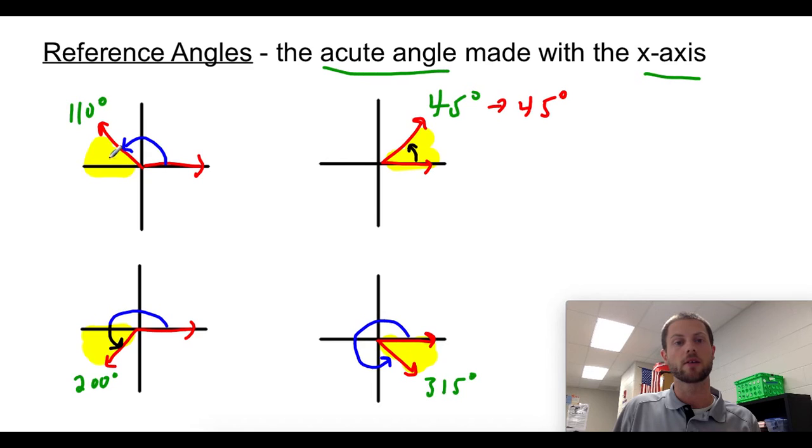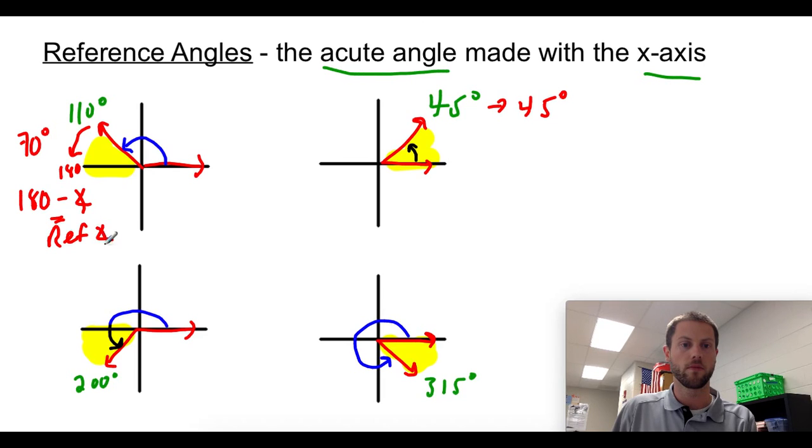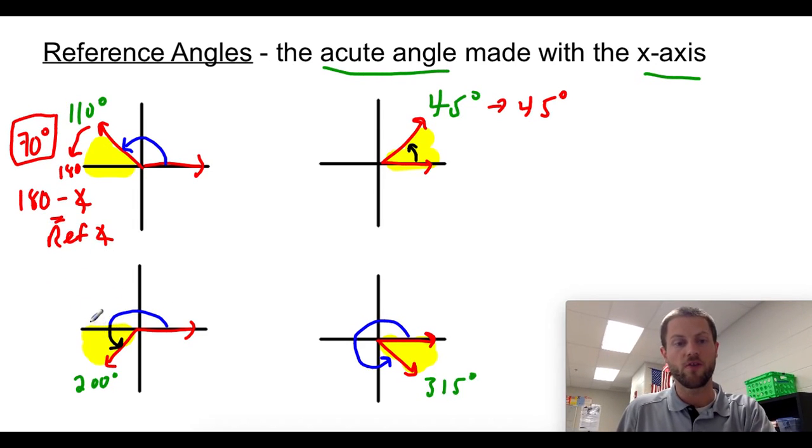The way that I like to think about it is, if I wanted to find out what this acute angle is, how much further do I need to go to hit 180? If I started at 110, how much further do I need to go to hit 180? Well, that's 70 degrees. An algorithmic way to remember that in general is to take 180 degrees and subtract whatever my angle is to find my reference angle. So I could have also said 180 minus 110. That gives me 70.